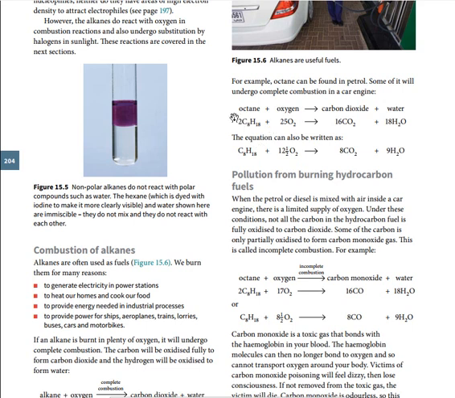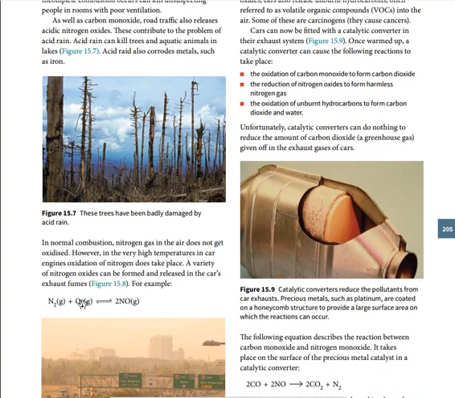So now we need to know the combustion of alkanes. There are two main types of combustion: complete combustion and incomplete combustion. Let's start with complete combustion. With complete combustion, we're going to form carbon dioxide and water. With incomplete combustion, we're going to form carbon monoxide and water. You also form carbon specks. This is how to balance the equation with carbon dioxide. This is how to balance the equation with carbon monoxide.